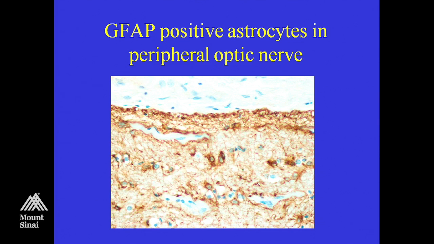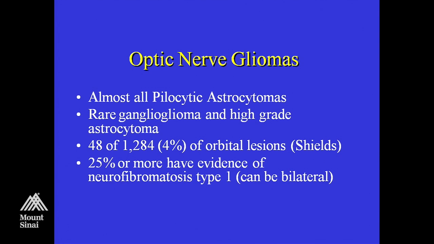Here's a picture of a GFAP stain out towards the leptomeninges, and you can see the GFAP-negative leptomeninges and all these astrocytes in the optic nerve. Almost all of these optic nerve gliomas, of course, are pilocytic astrocytomas. Occasionally, very rarely, you'll see gangliogliomas and high-grade astrocytomas in the nerve. There was a series of 1,200 orbital lesions reported from Wills by the Shields, and 4% of them, 48 of them, were optic gliomas. That gives you an idea of how common they are as orbital lesions.